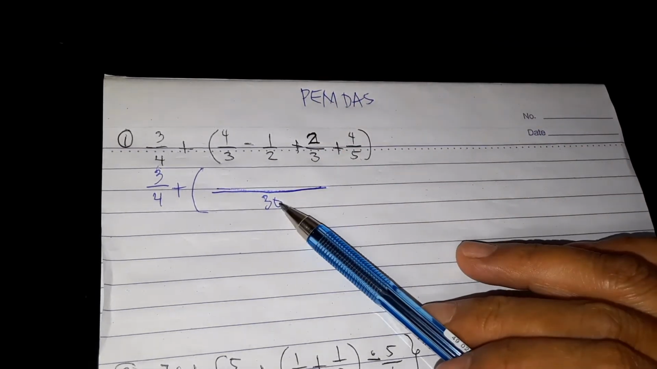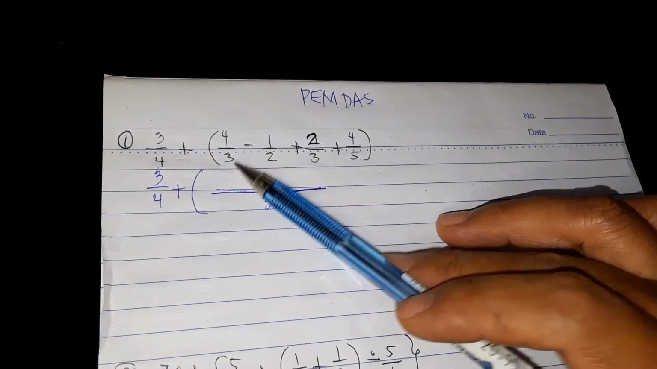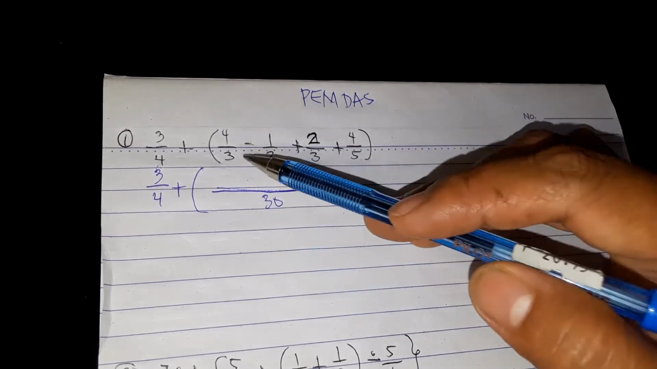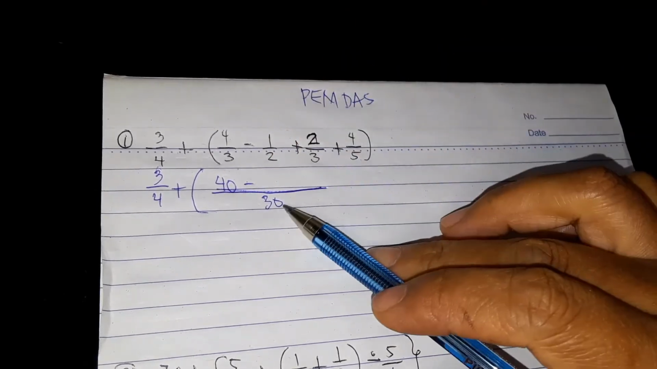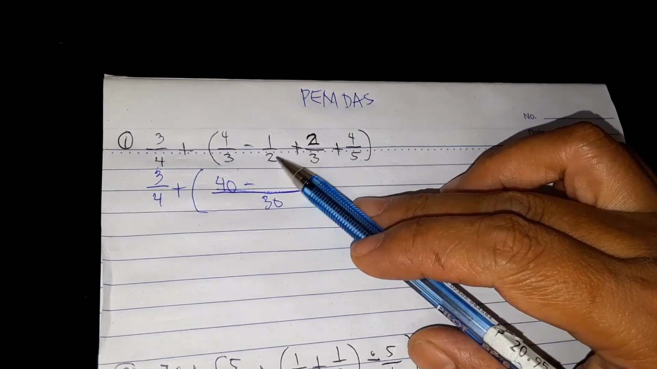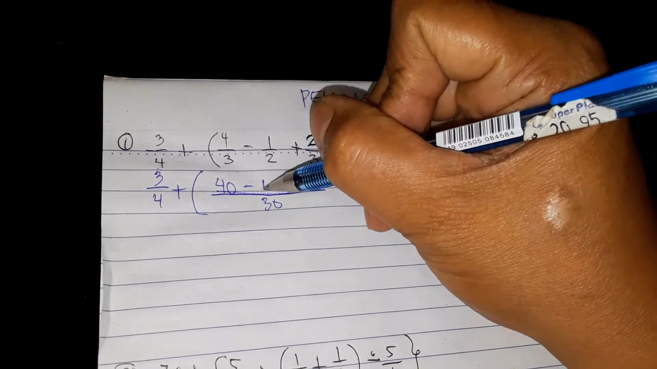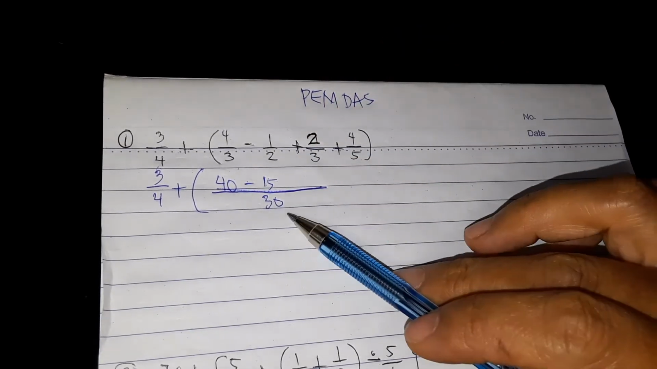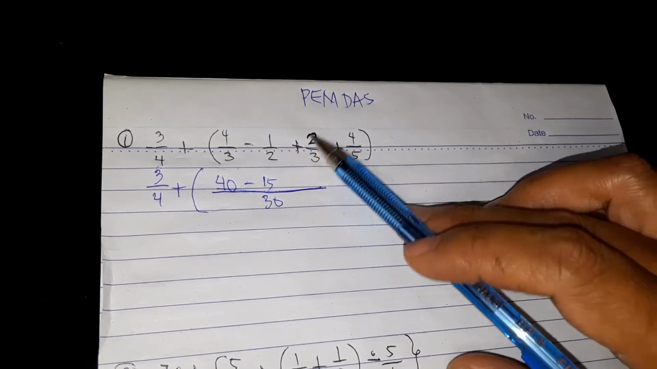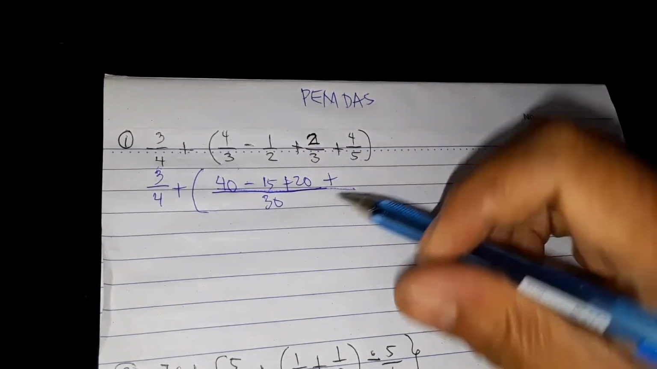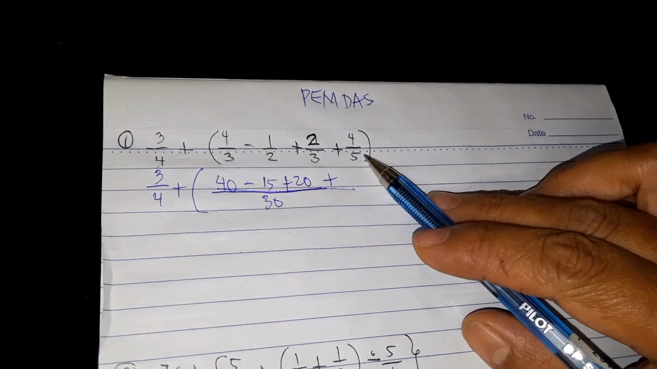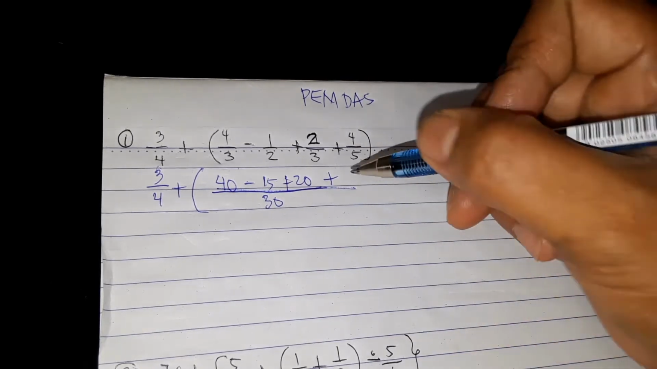Okay, so 30 divided by 3, we have 10. 10 times 4, we have 40. Minus 30 divided by 2, we have 15, times 1 is 15. 30 divided by 3 is 10. 10 times 2, we have 20. And 30 divided by 5, we have 6. 6 times 4, we have 24.